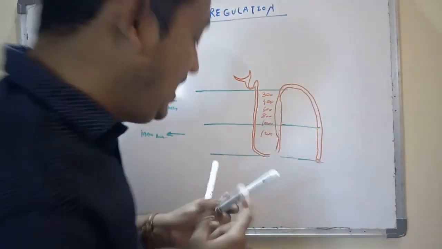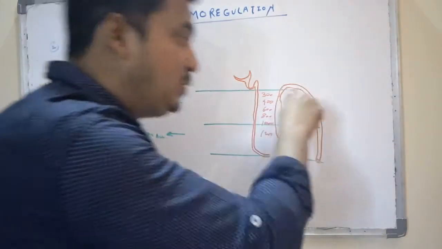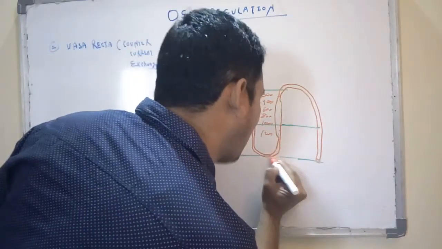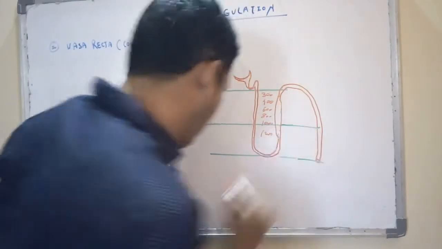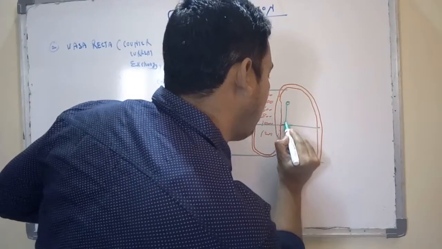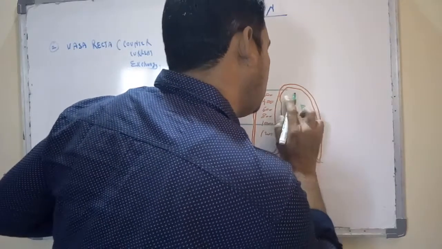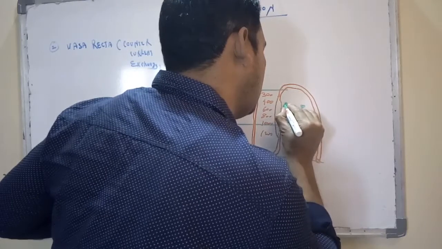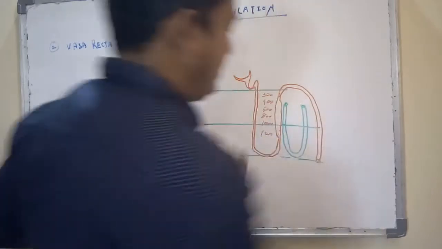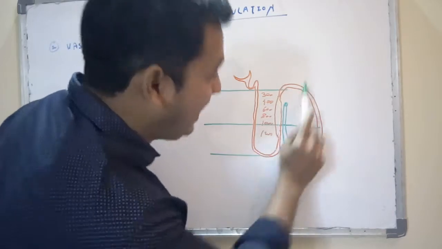Okay, now there is another structure which is made by capillary loop. The capillaries coming to this nephron make a loop-like structure which is parallel. Which structure is parallel to this loop of Henle? I'll draw it with a different color. This is the capillary loop, a loop-like structure.